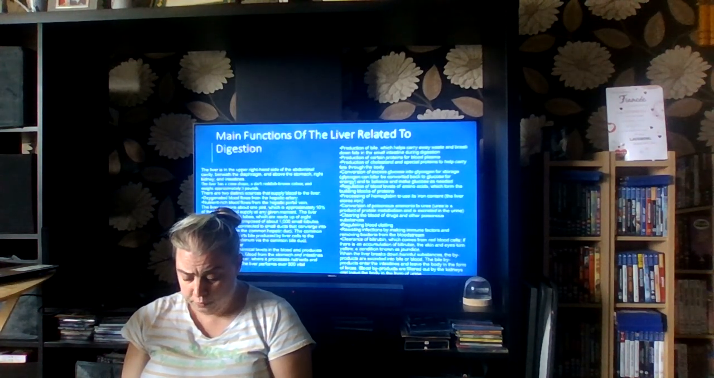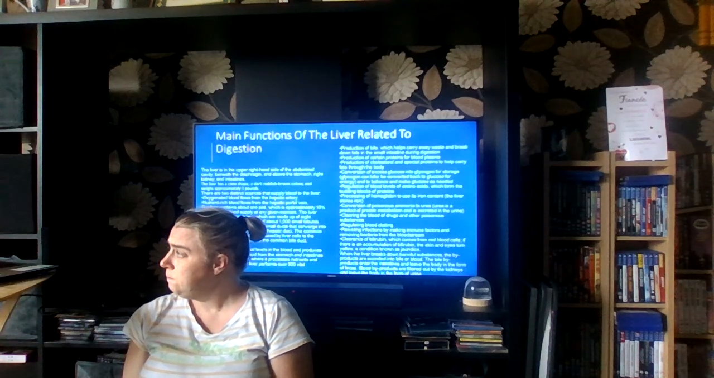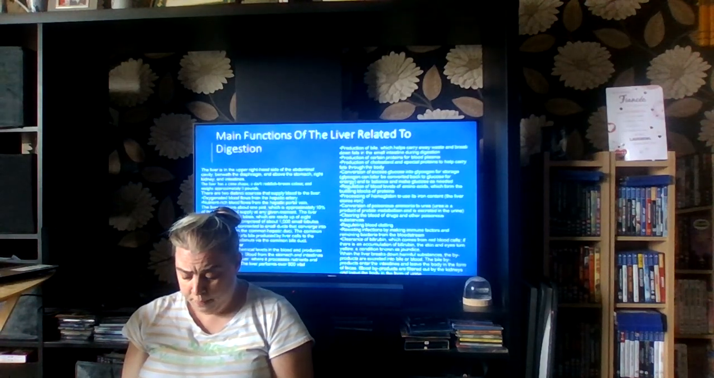The liver is in the upper right side of the abdominal cavity beneath the diaphragm and above the stomach, right kidney and intestine. The liver is cone shaped, a dark reddish brown colour, and weighs approximately 3 pounds. There are 2 distinct sources that supply blood to the liver: oxygenated and nutrient-rich blood flow. The liver holds about 1 pint, which is approximately 13% of the body's blood supply at any given moment.